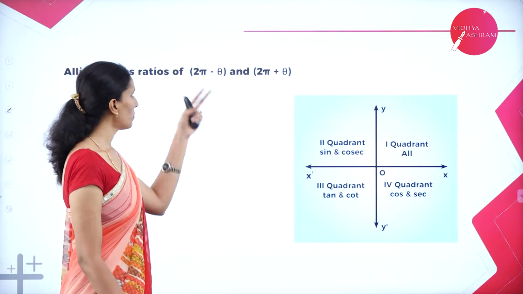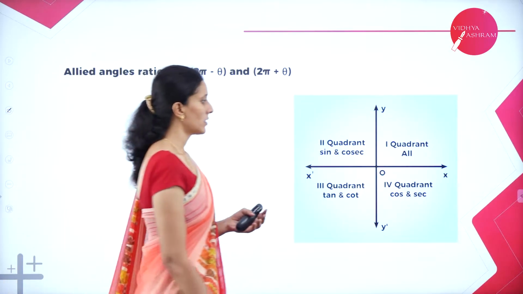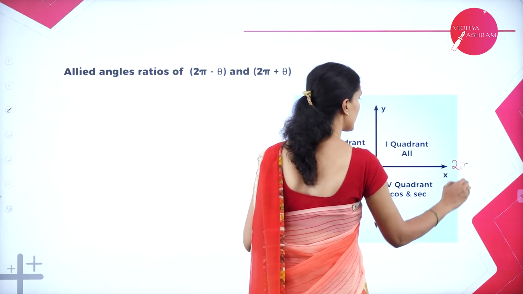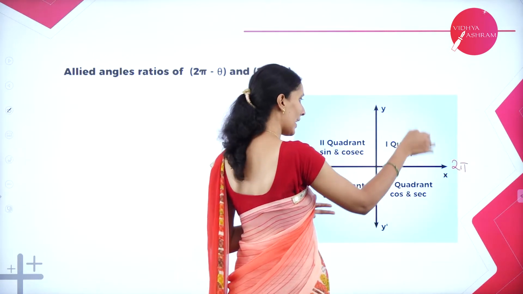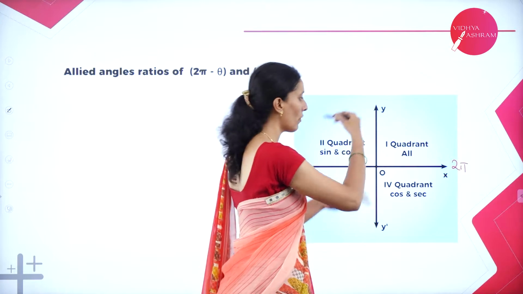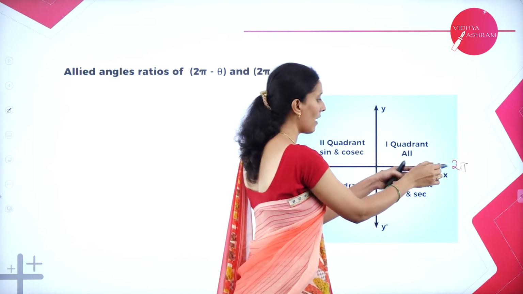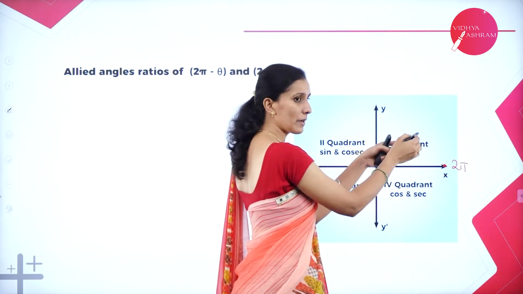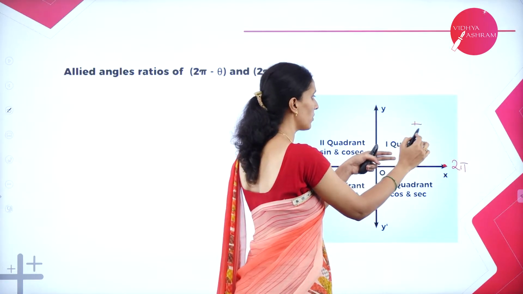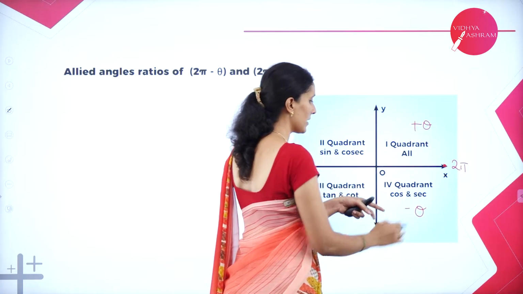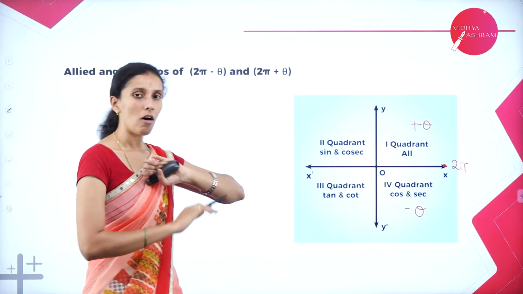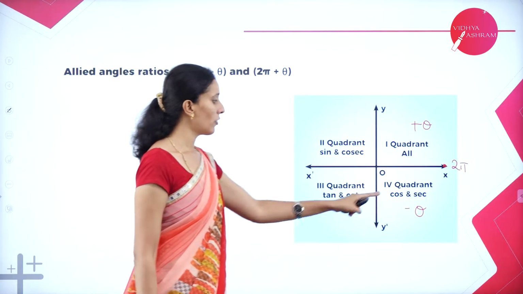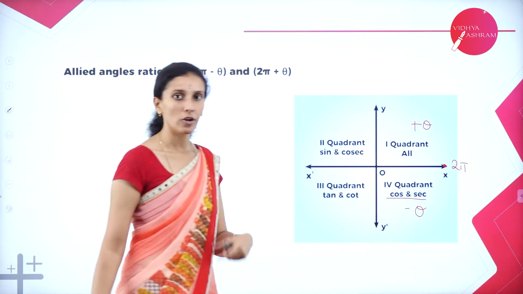Next we come across 2 pi minus theta and 2 pi plus theta. This is your 2 pi, which is 360, plus theta, which means again it comes to the first quadrant only. So one complete revolution is over. After this, again plus theta means it lies in the first quadrant only. So this is plus theta and this is minus theta. In your first quadrant, all functions are positive. In your fourth quadrant, only cos and secant are positive.